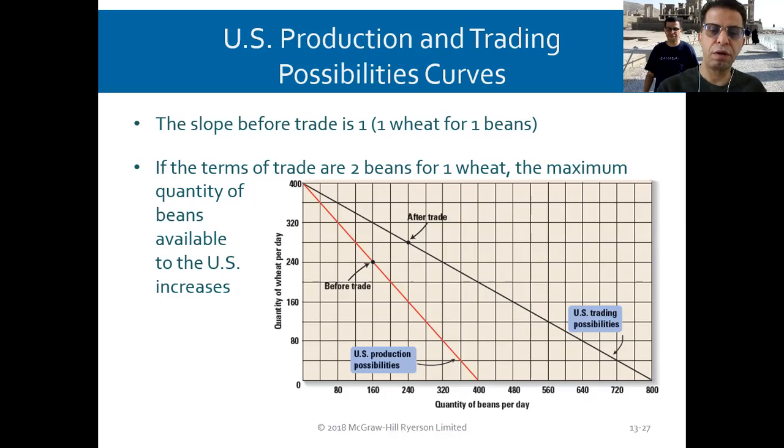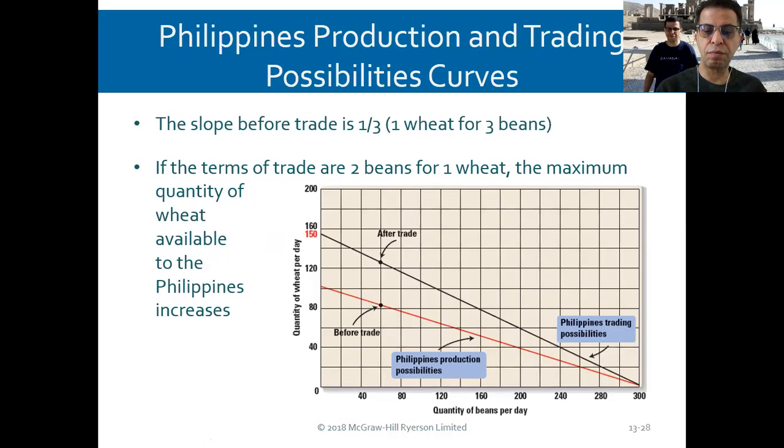If we look at our graph, we see that before the trade, USA was producing at this level, one by one, and then after the trade, they were producing at this level when it comes to the wheat. On the other hand, before the trade, the Philippines was producing at this level for the quantity of wheat per day, versus the quantity of beans. But then they started producing at this level versus the quantity of the beans.